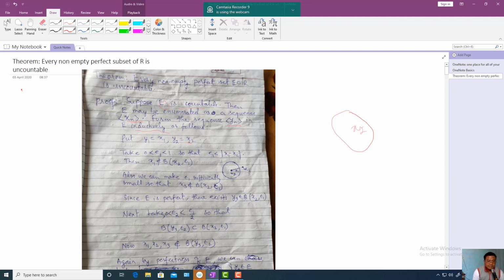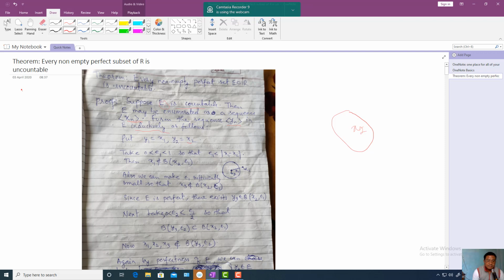x1 and x2 are two different elements, so x1 minus x2 is never 0. If you take the modulus, then it is a small positive number. Then we choose epsilon 1, the small number, in such a way that epsilon 1 is strictly less than the difference between x1 and x2. That is quite possible. This is a non-zero positive number. Then we can take epsilon 1 strictly less than the modulus of x1 minus x2.